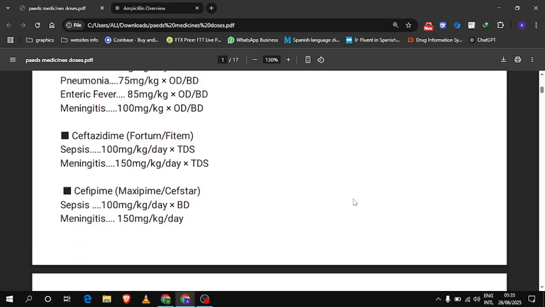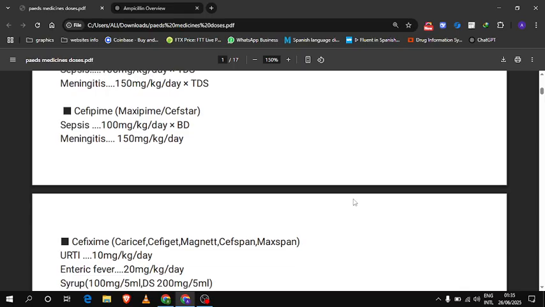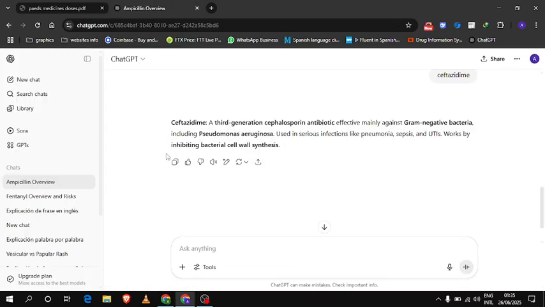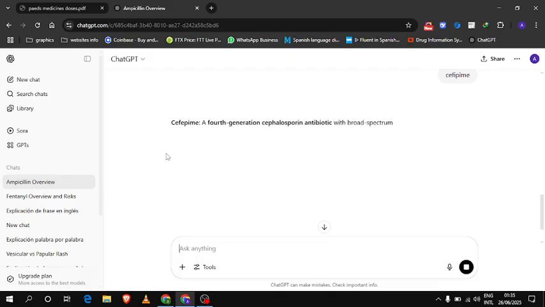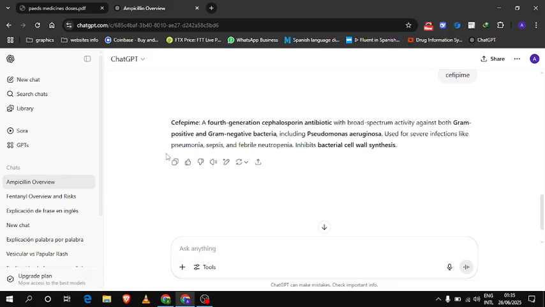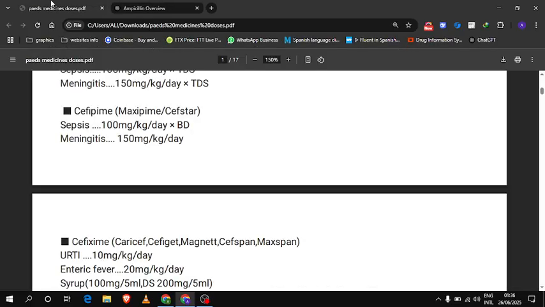Let's check the next medicine, which is cefepime. Cefepime, a fourth generation cephalosporin antibiotic with broad spectrum activity. So it's a newer drug against both gram positive and gram negative bacteria, including Pseudomonas aeruginosa, used for severe infections like pneumonia, sepsis, febrile neutropenia. Inhibits bacterial cell wall synthesis. It's a very good drug.